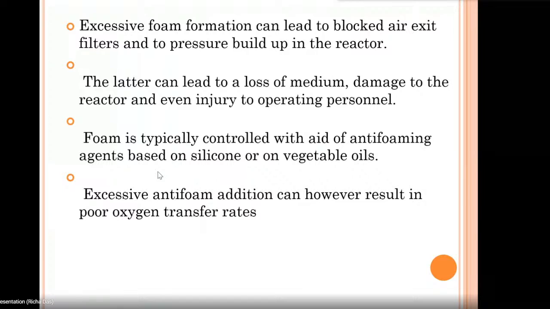So the first three points I have said just now. The next point, the fourth point, says that it's very important to use antifoaming agents. But if you keep on using excessive antifoaming agents, then proper oxygen transfer will not take place to the microorganisms. And we don't want this. We want proper diffusion, a proper transfer of oxygen. So that is why excessive antifoaming agents should also not be used.